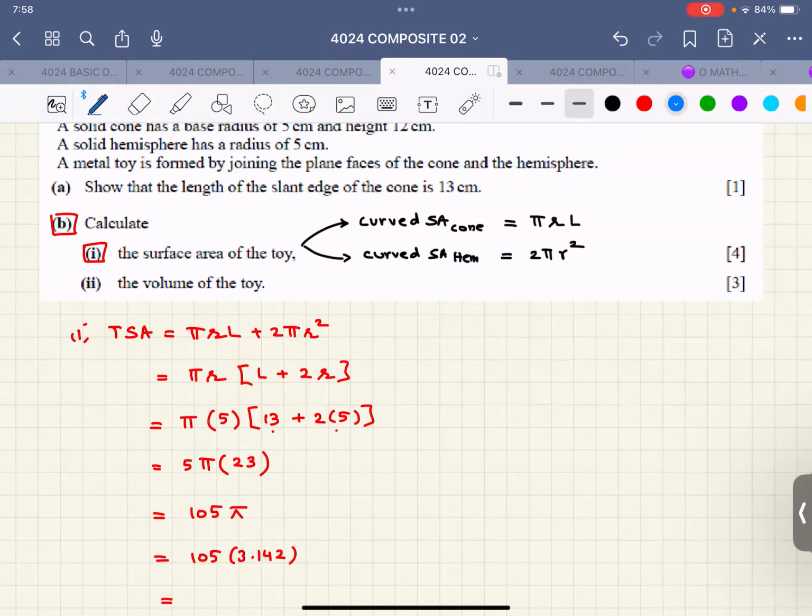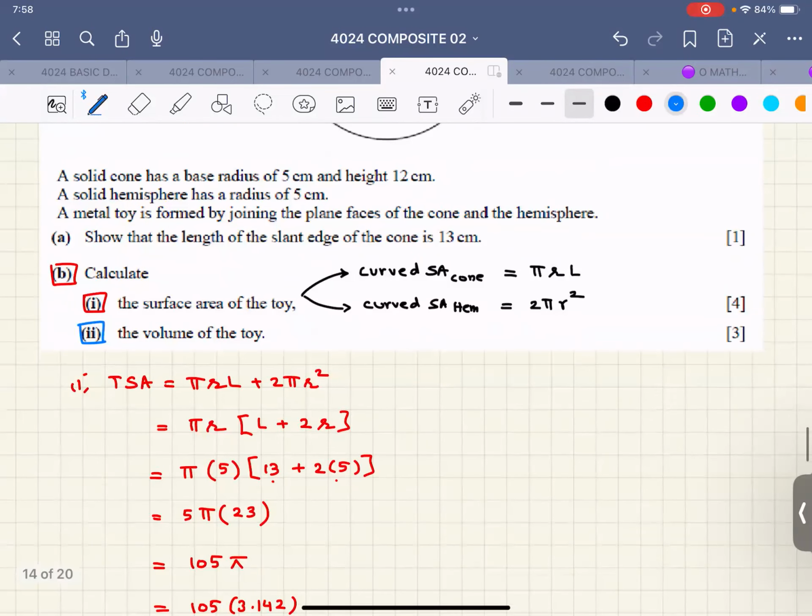Let's focus on the second part. That is the volume of the toy. So the volume of the toy consists of two things. The volume of the cone, which is 1/3 pi r square h, and the volume of the hemisphere, which is half of 4 over 3 pi r cube. So let's add up these two. So second part, that is volume of toy.